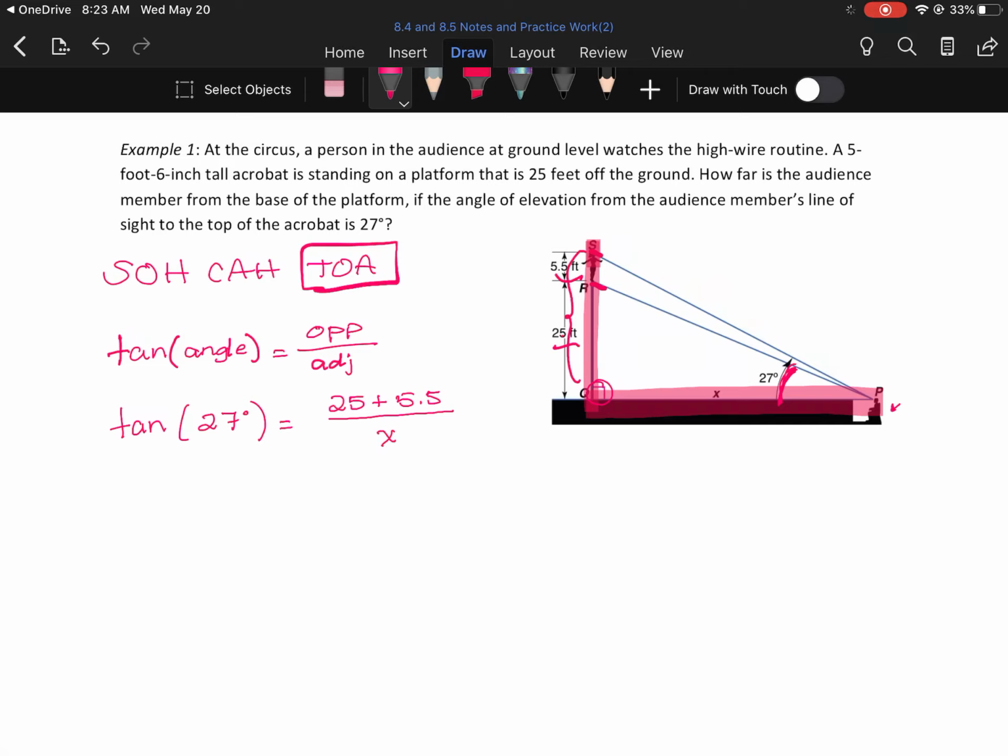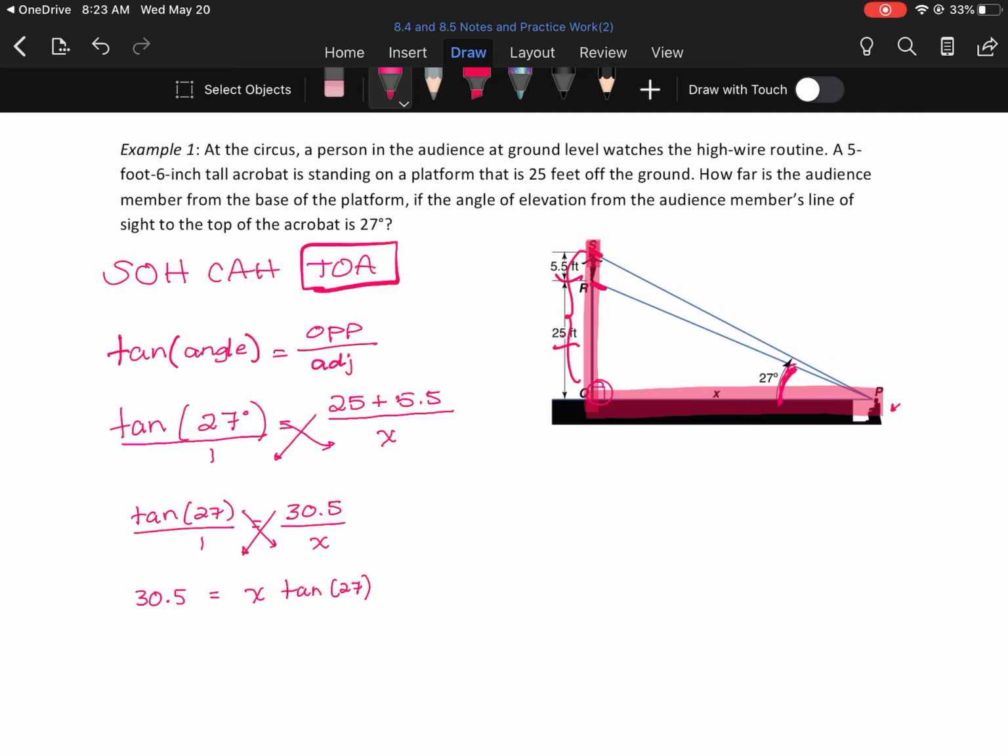Some of you might prefer to put the tangent of 27 over 1 and then cross multiply. So I'm going to take 25.5 and add that to get 30.5 over x. The tangent of 27 over 1 equals 30.5 over x. And now we are going to cross multiply. So we get 30.5 equals x times the tangent of 27.